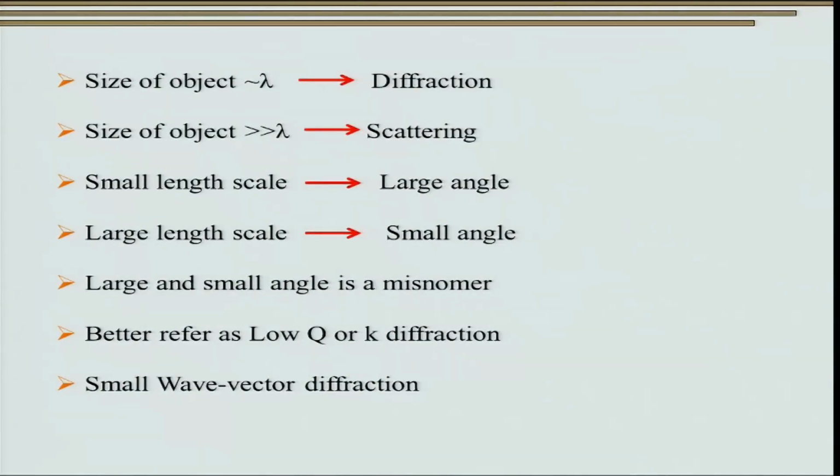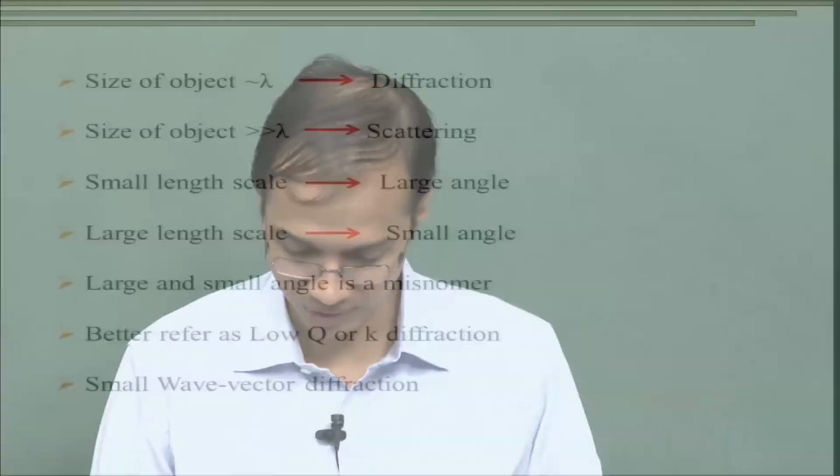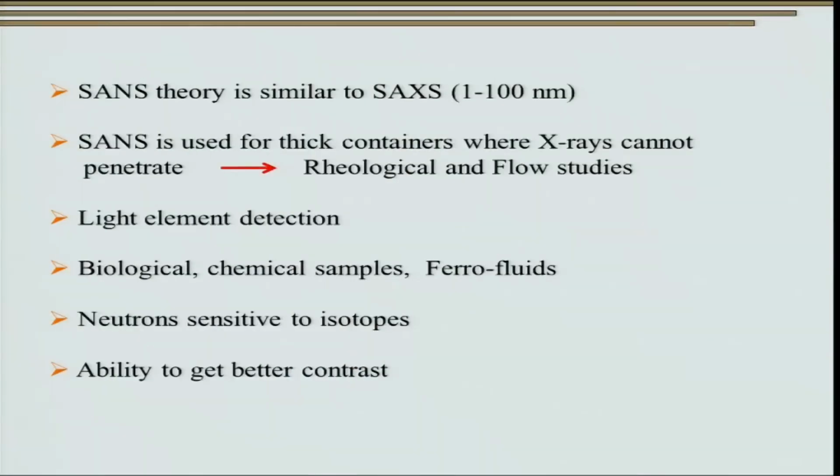So, this is just terminology that has stuck with the technique, but I hope you appreciate that in small angle scattering, we are mostly dealing with what is happening at very low Q values, while at higher Q or K values, we deal with wide angle X-ray scattering, which is a conventional intensity versus 2 theta plot, right.